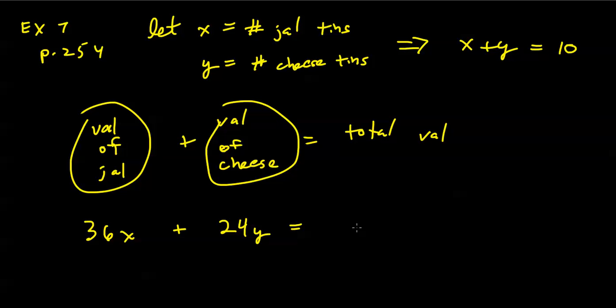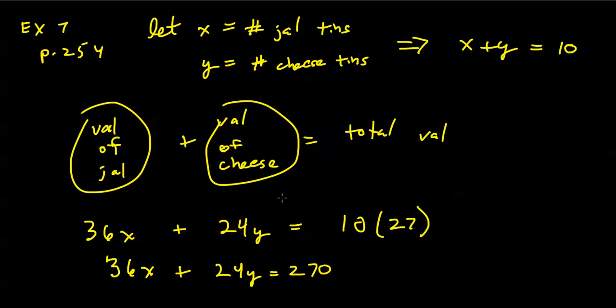And the total value of all these tins, well, the book states that we want to create 10 tins worth $27 each. So it's going to be 10 tins times $27 is going to be the total value of the mix. Alright, of course I can get a nice equation out of that. Let me write it out here. 36x plus 24y equals 270.